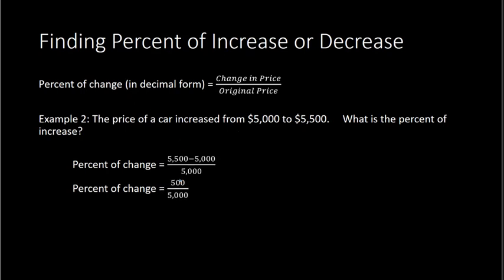I can divide those, and the zeros here will cancel, and these zeros will cancel. So 5 over 50, which would be 1 over 10. So that is 1 over 10, which would equal 0.1. And then as a percent, I move this over 2 places, 1, 2, to get 10%. So the percent of increase would be 10%.